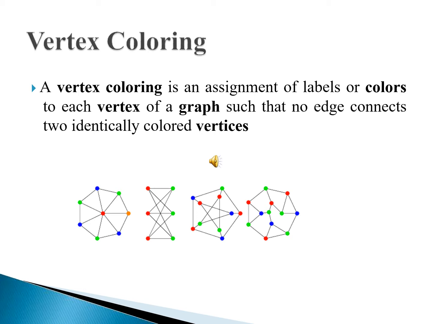Vertex coloring. A vertex coloring is an assignment of labels or colors to each vertex of a graph such that no edge connects two identically colored vertices, meaning adjacent vertices should be of different colors. You can see the examples shown below.